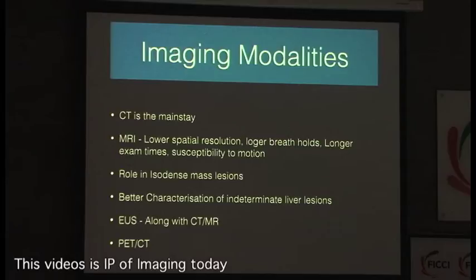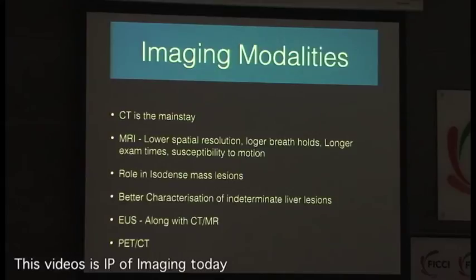Now, whatever anybody says, I feel CT is the mainstay. That is what literature also says, although a lot of people are now using MR. The problem with MR is it has a slightly lower spatial resolution, it has longer breath holds, long exam times. Although you can use it for problem solving tools when you have an isodense mass lesion or you feel you have a liver lesion which you cannot characterize adequately with CT, so you go ahead and do an MR, right?